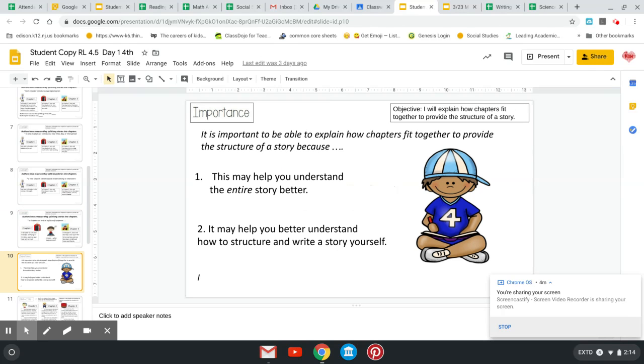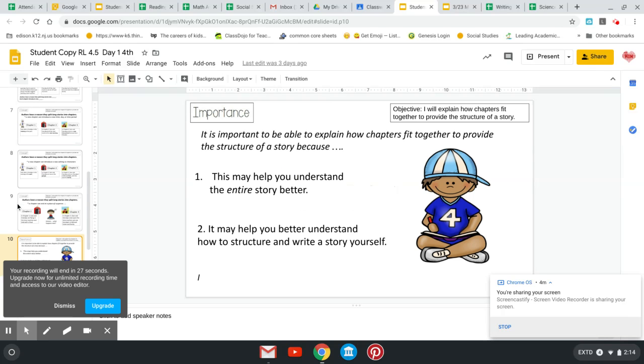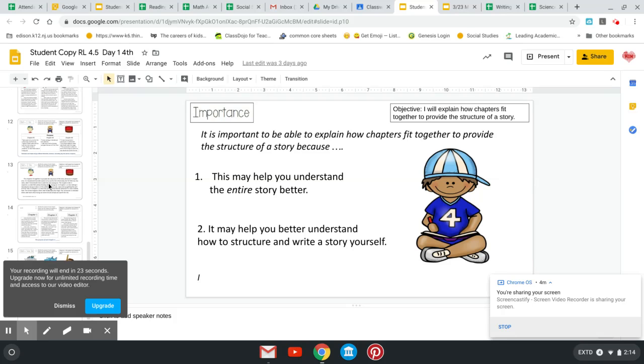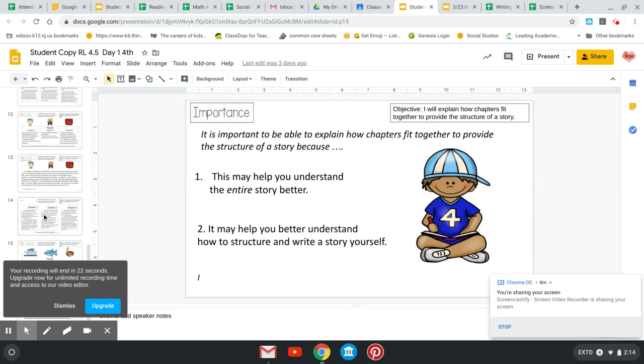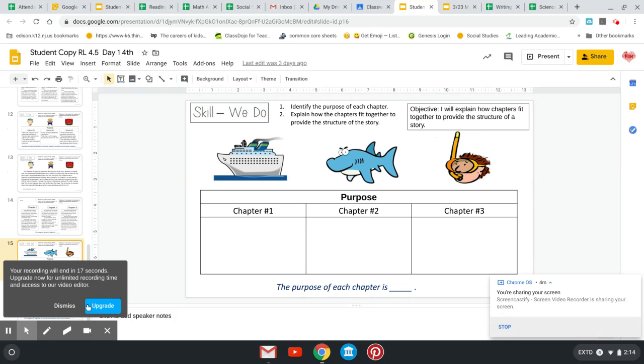All right, so the importance of this is to remember you're going to explain how chapters fit together to provide the structure. And then in the following slides, you are going to have another example, and then you are going to complete slides 14, 15, and 16.